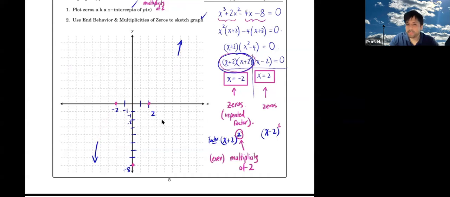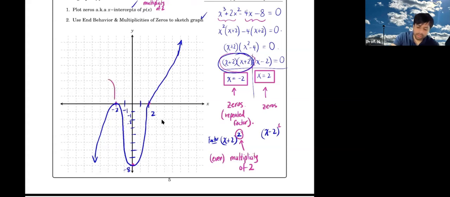So the only way it's possible is if it does what? If it touches it but never goes through. It bounces back, as they say. That's the only way. So that's important, guys. When you have a multiplicity, in particular an even multiplicity, the graph bounces.